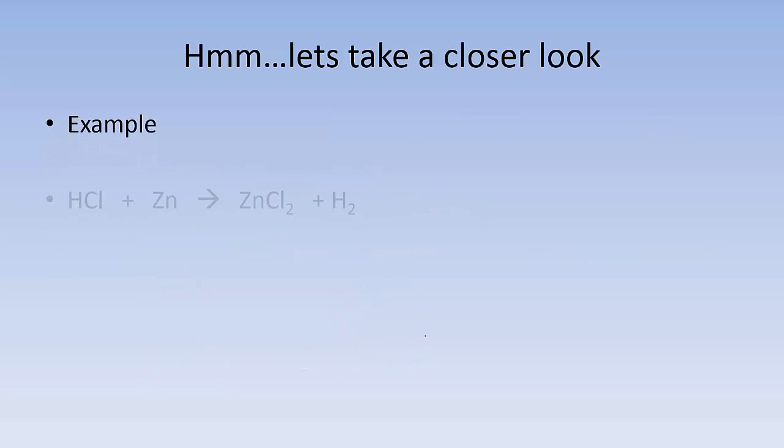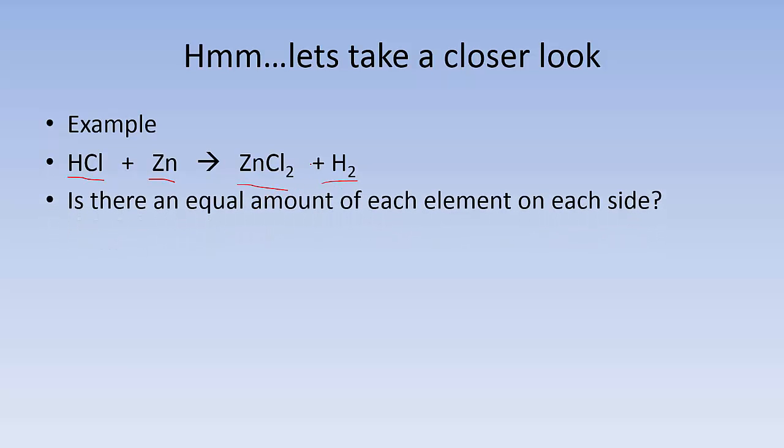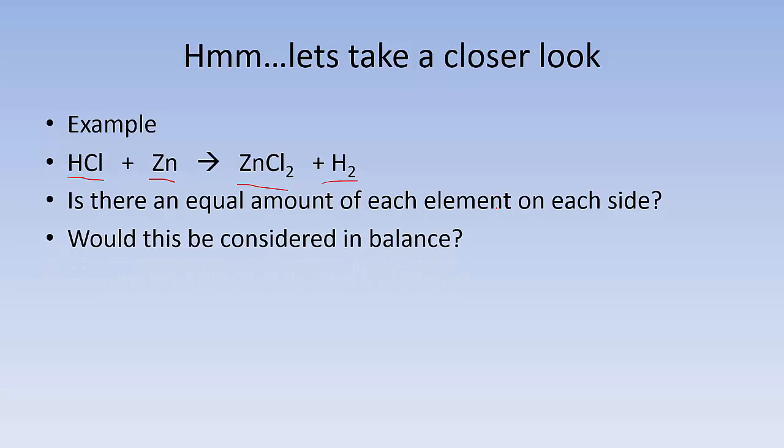So let's take a closer look. Here's an example. We have hydrochloric acid, HCl, reacting with zinc, a metal, to give us zinc chloride and hydrogen gas. Is there an equal amount of each element on each side? Well, that's a good question, isn't it? Would this be considered balanced? The answer to both of those is no. If you take a look, there's one hydrogen on the left, but there's two hydrogens on the right. There's one chlorine on the left, and there's two chlorines on the right. So this isn't balanced.